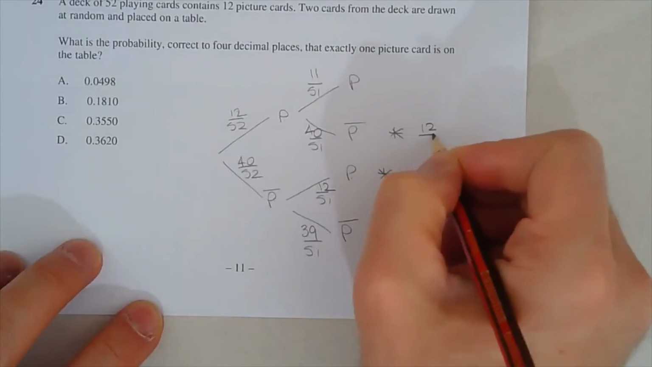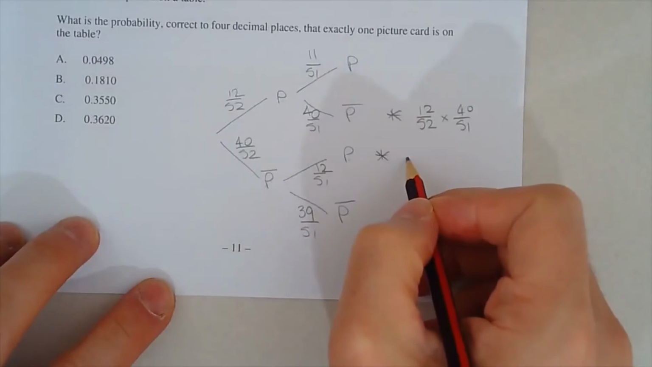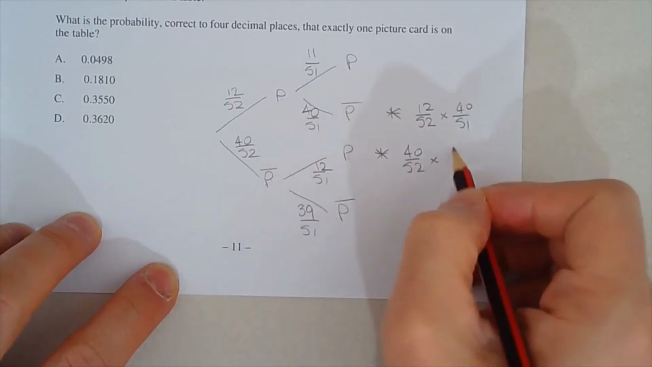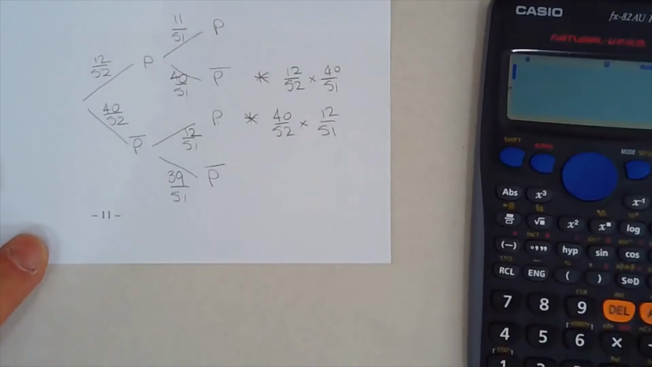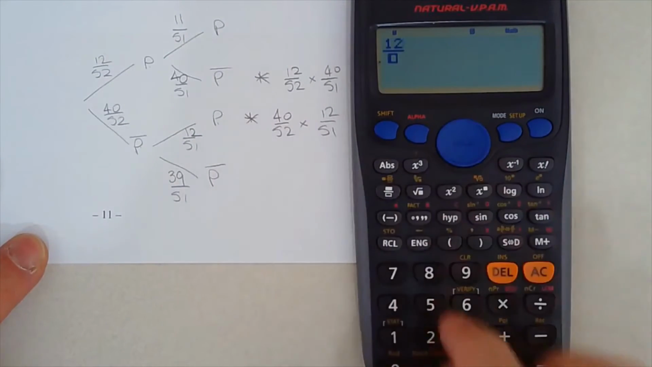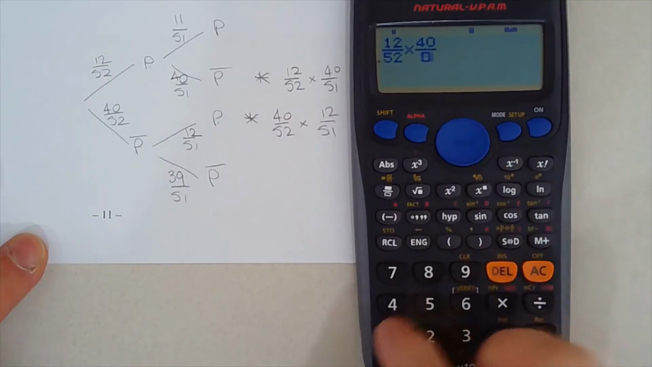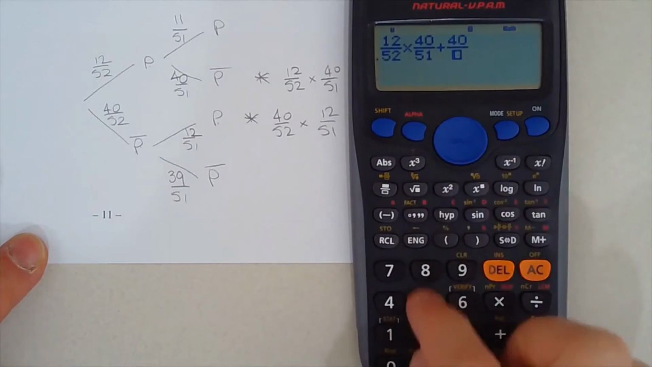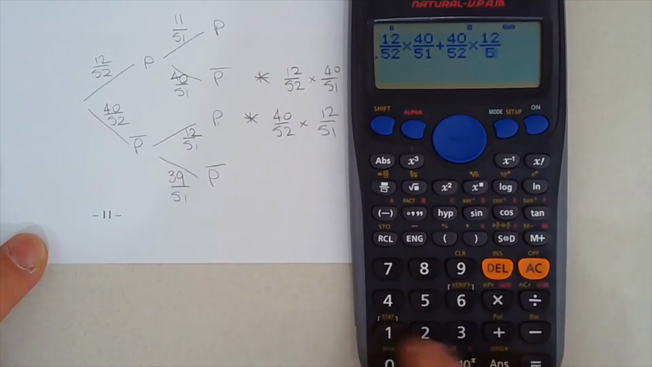Okay, so that's going to be 12 over 52 multiplied by 40 on 51. And this one is 40 on 52 multiplied by 12 on 51. And we're going to add those two values together. Okay, so 12 on 52 multiplied by 40 over 51 plus 40 over 52 multiplied by 12 over 51.